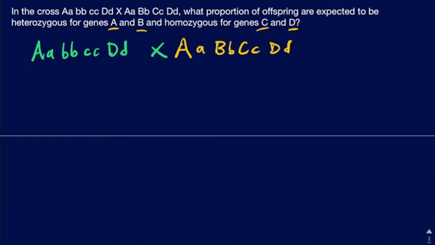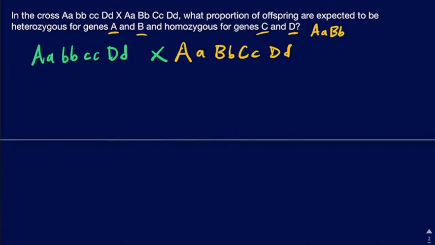So we're looking for the offspring to be big A, big B, little b, and then, I guess this doesn't tell us if it should be homozygous dominant or homozygous recessive, so let's just say the question is asking for homozygous recessive. So in that case, it would be small c, small c, and small d. So what's the probability that in this cross, we will get this offspring?